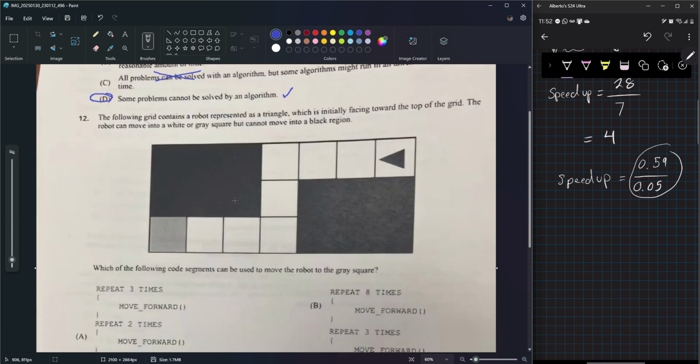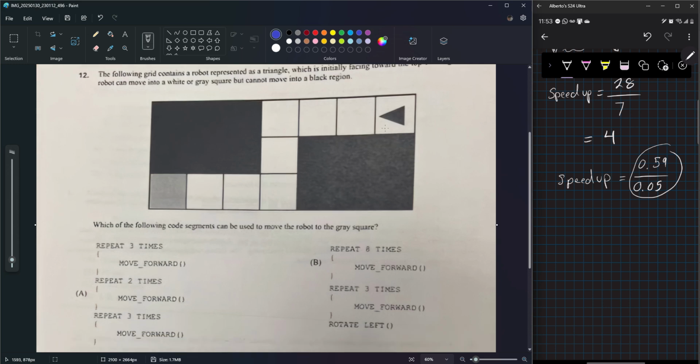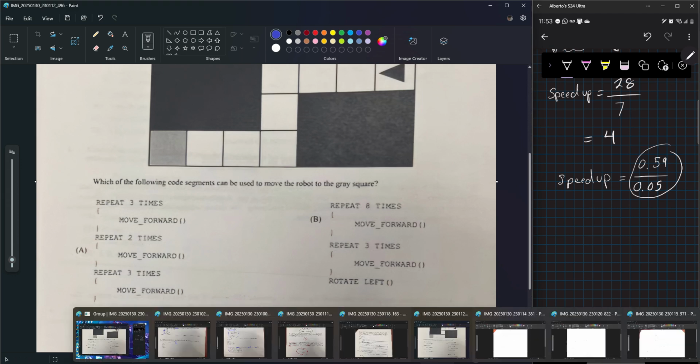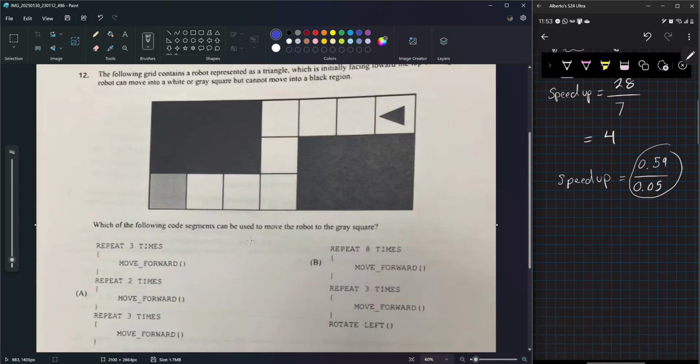The following grid contains a robot represented as a triangle, which is initially facing forward to the top of the grid. The robot can move into a white or gray square, but cannot move into a black region. Which of the following code segments can be used to move the robot to a gray square? So repeat 8 times, move forward. That's wrong. If you repeat 8 times moving forward, it's going to go into a black square. So repeat 3 times, move forward, 1, 2, 3. And then repeat 2 times, move forward again. Okay, this one's wrong as well.